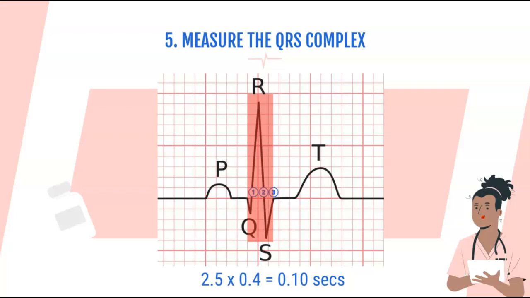Is there a QRS complex after every P wave? And are the QRS complexes similar in appearance across the strip? In this example, the QRS complex is 2.5 small squares long. Multiplying that by 0.04 seconds gives you a QRS complex of 0.10 seconds, which is within normal limits.